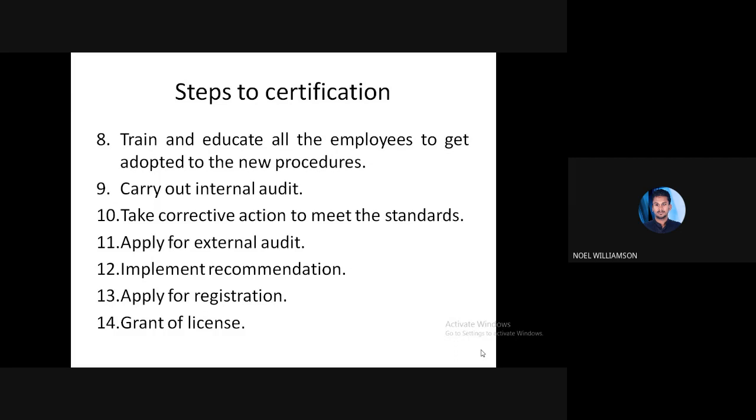So after corrective action is done, then they go for external audit. So apply for external audit. That means the audit will be conducted by an external body or personnel outside the company. They will come there and conduct the audit, and check whether the quality is up to the standard. So then the external audit is being conducted. After the external audit, next step is implement recommendation.